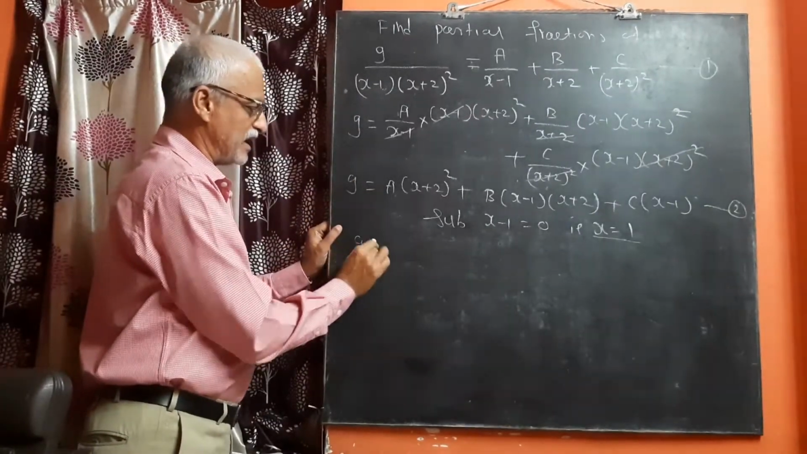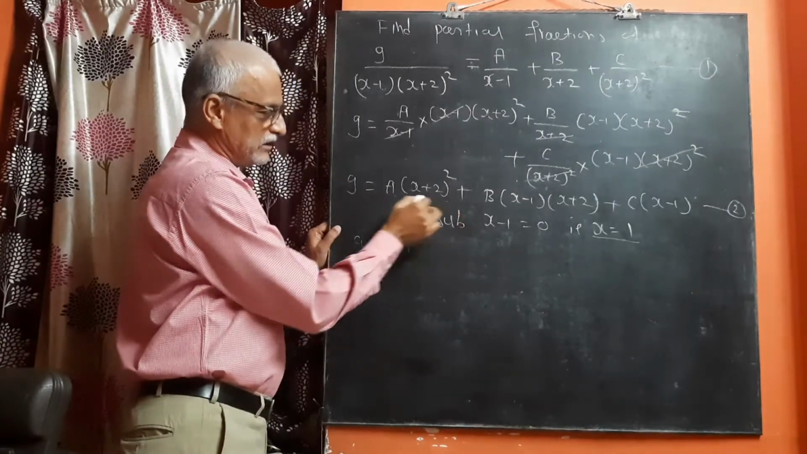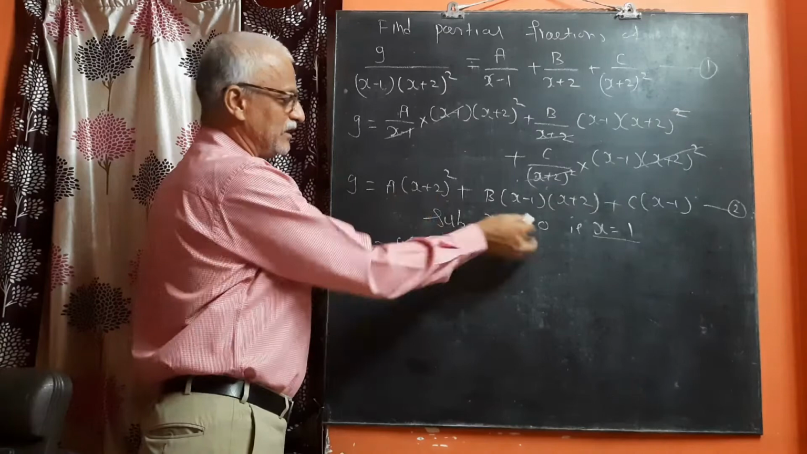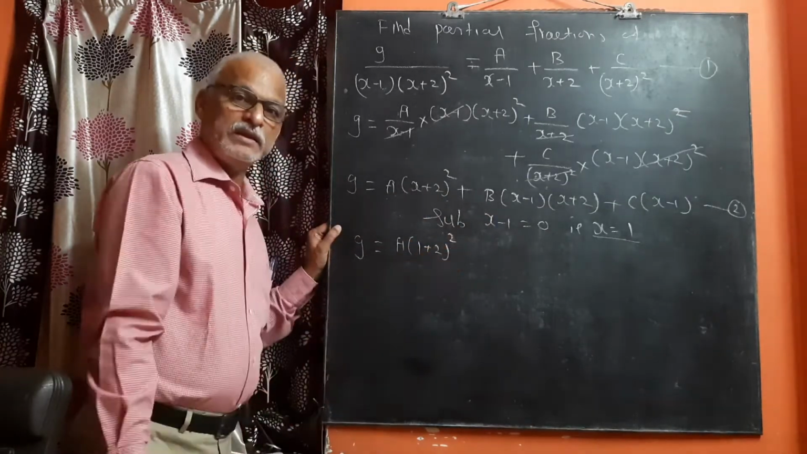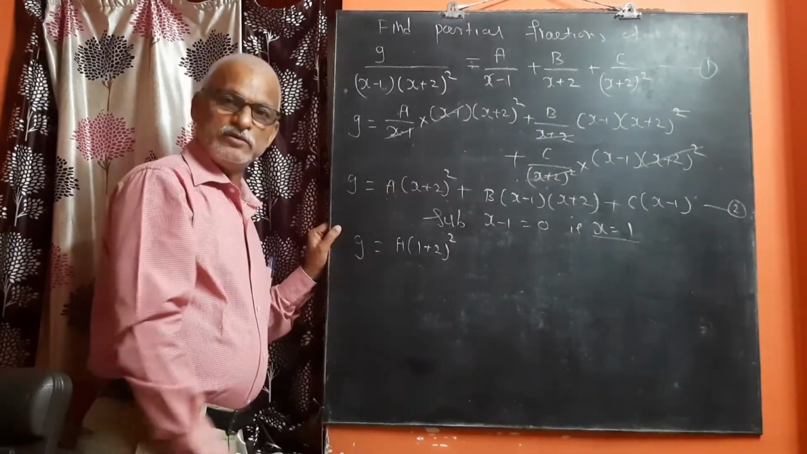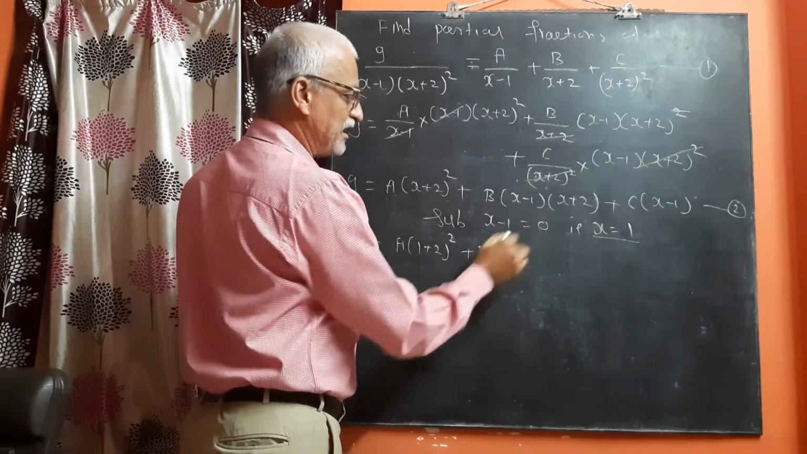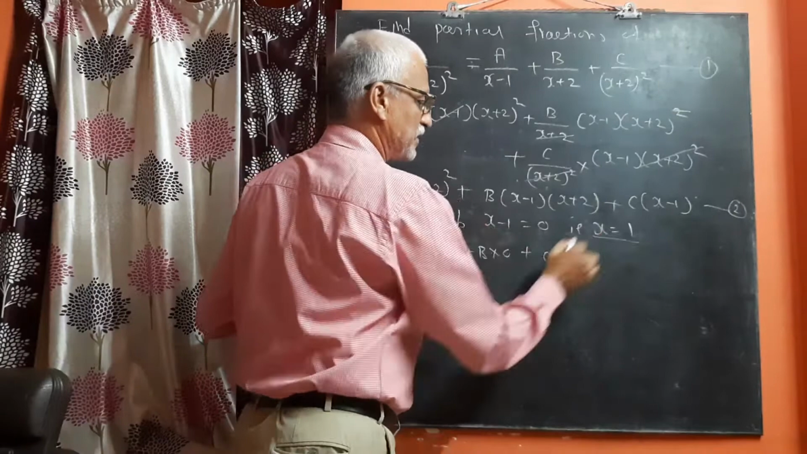9 is equals to a into, in this term there is no x minus 1. So we have to substitute value of x equals to 1. So we get a into 1 plus 2 the whole square. You should be very particular while considering this square also. Plus b into, here it is x minus 1, so you can write here it is 0. Plus c into again x minus 1, so this will be 0.